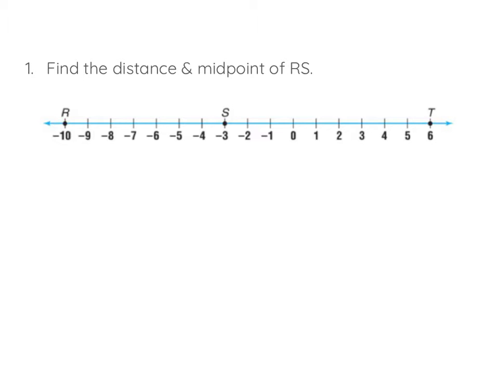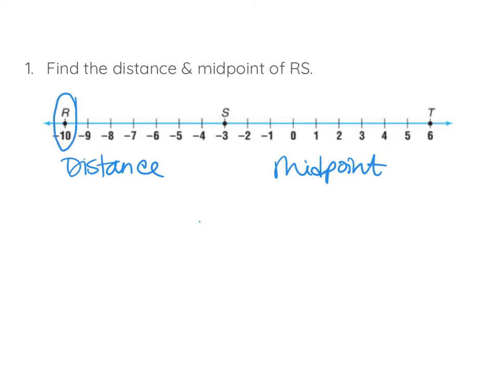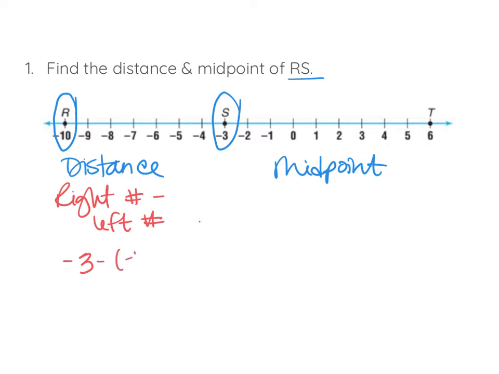Okay, this problem is going to ask me to find both the distance and the midpoint. So we've already talked about distance, but we'll review. So I'm looking at R and S, okay, RS. So remember, distance is the furthest right value, or the greatest number, minus the left number, or the smaller number. So if I do it that way, I'm going to take -3 minus -10. And when I subtract a negative, I'm really adding. So -3 plus 10 is 7. Okay, so my distance of RS is 7.